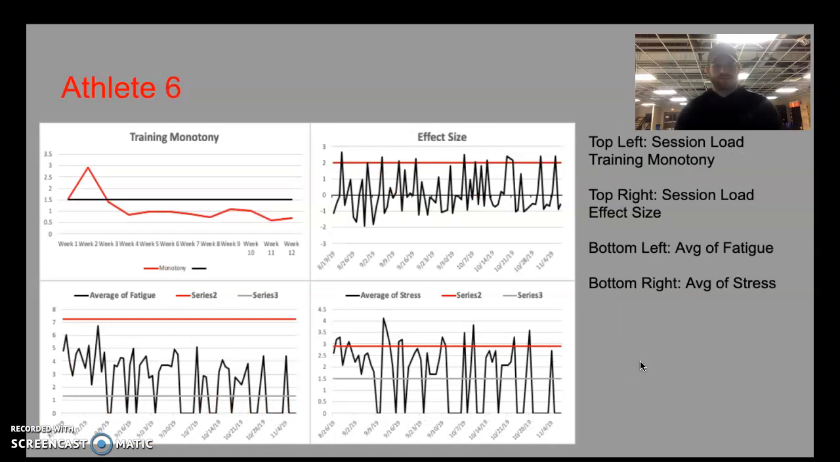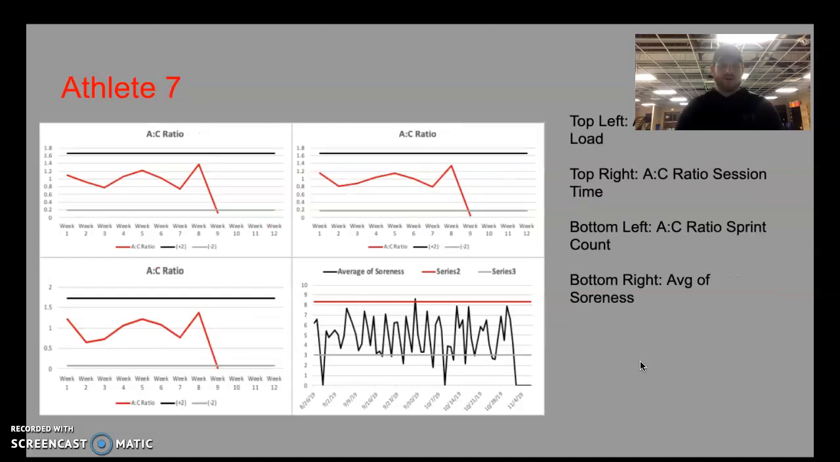Athlete 6, same as our other athletes. I think it was 1 and 4. A lot of training monotony. Week 2, the effect size shows that we are not changing much at all, and our fatigue and our stress are hitting season highs the weeks after all of this training. So we want to make sure that we're not hitting it too hard too fast in camp, doing too much volume without a lot of variation.